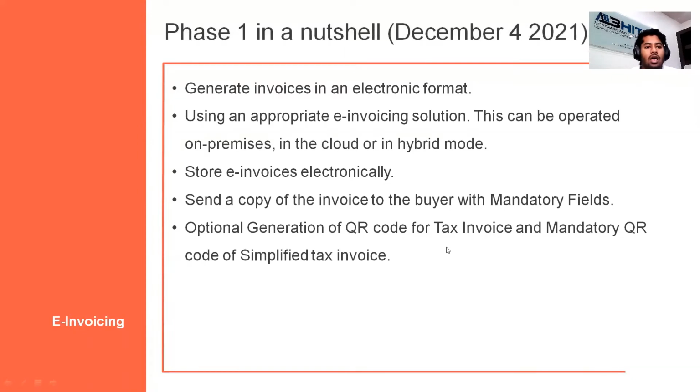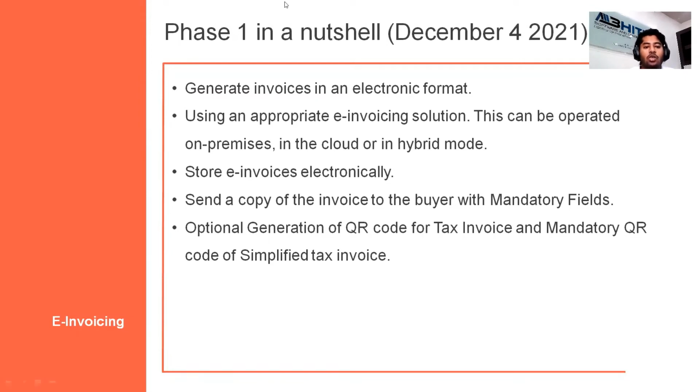So let us brief phase one in a nutshell, which starts from December 4, 2021. Invoices need to be generated in an electronic format. An electronic format includes a PDF A3 format, and the invoice needs to be generated through an appropriate e-invoicing solution. This needs to be an ERP or any other invoicing solution, like a point of sale, in a proper format. Even if it is a PDF A3, it cannot be manually made. It has to be a system generated invoice.